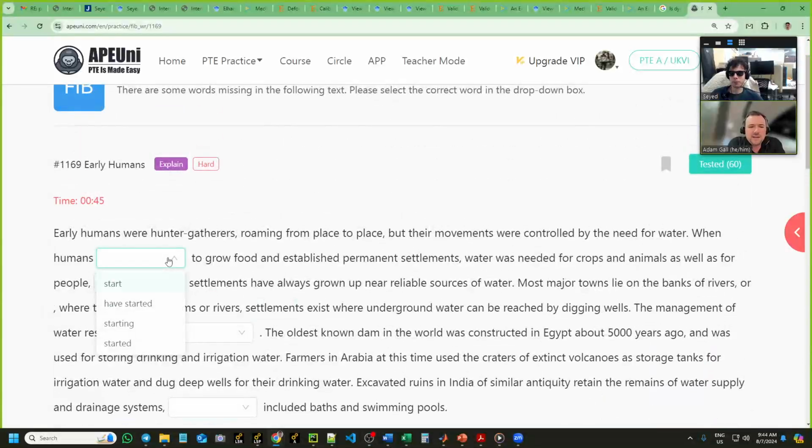So you can think about "so" as being equivalent to "because", but with the terms the other way around. So you might say, settlements have always grown up near reliable sources of water because water was needed for crops and animals as well as for people. So the other way around, water was needed for crops as well as for people. So settlements have always grown up near reliable sources of water.